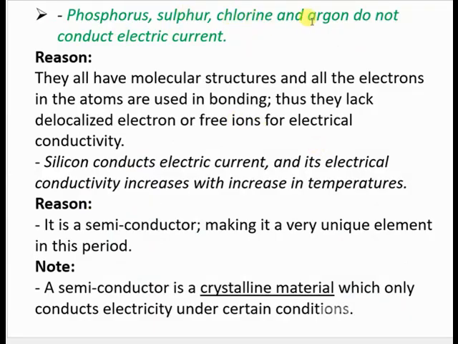Phosphorus, sulfur, chlorine, and argon do not conduct electricity. They have molecular structures, and all of the electrons in the atoms are used in bonding. Thus, they lack delocalized electrons or free ions for electrical conductivity. Silicon conducts electricity, and its electrical conductivity increases with increase in temperature. The reason is that silicon is a semiconductor, making it very unique.